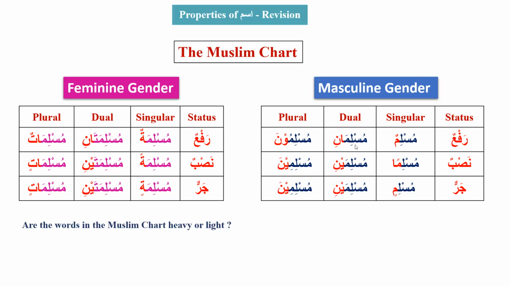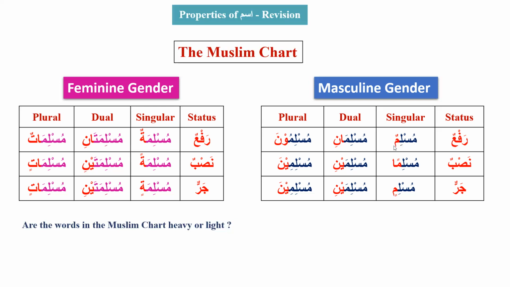Tanween? Muslimani doesn't have a tanween. So is Muslimani light or heavy? Muslimani is light, but the reason is if they end in a noon sound. Yeah, that is the indication. Anusha, how do we know a word is heavy? Noon sound. Okay.